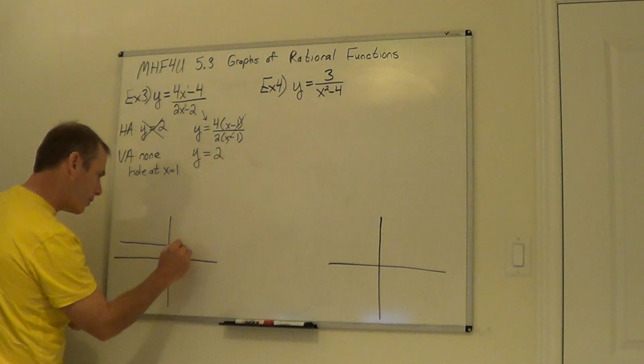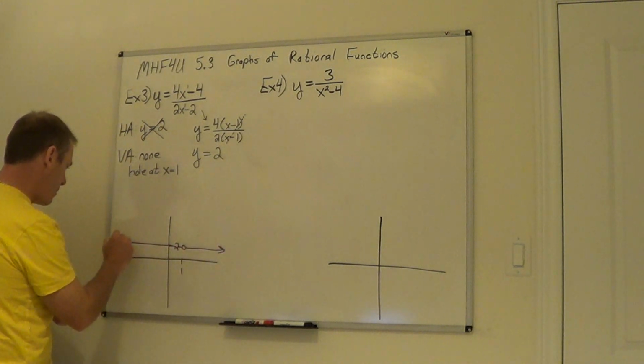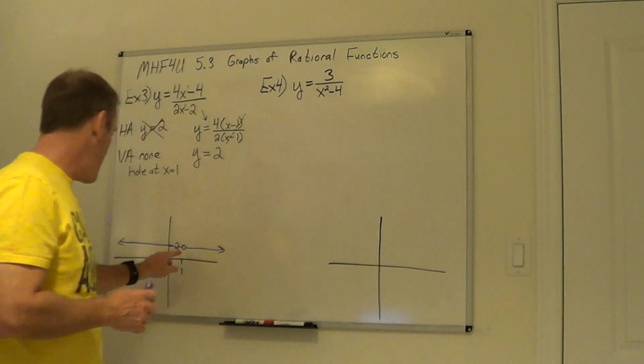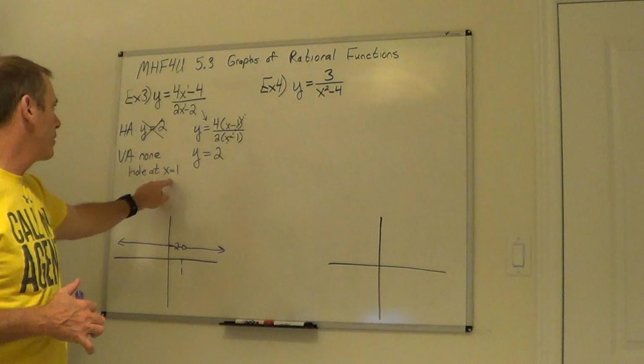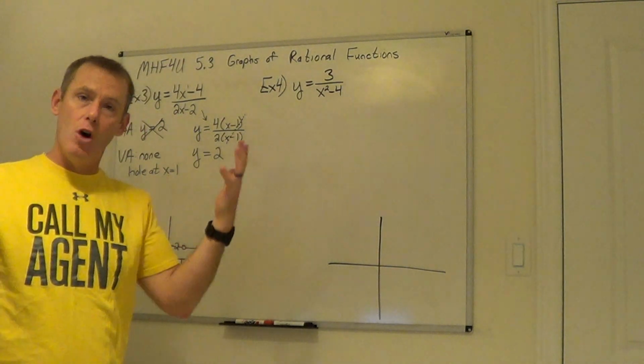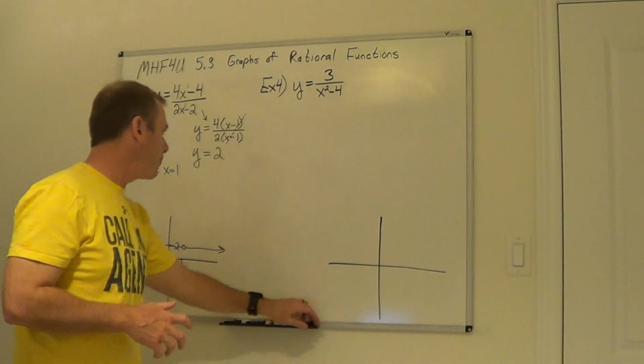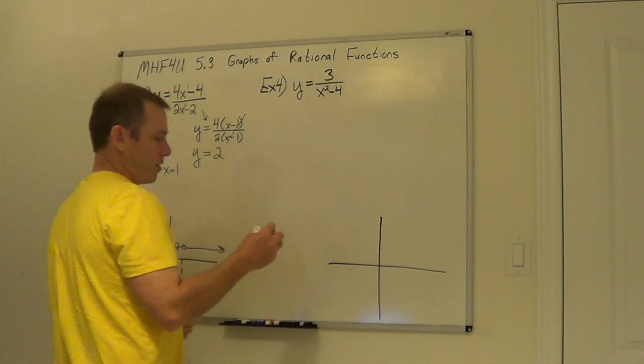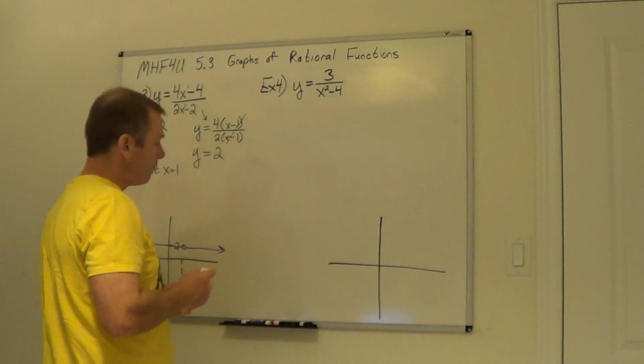Oh, should have put that 2 there. There we go. And so there's what our rational function looks like. It's just a horizontal line that happens to have a hole at x equals 1. So no limits involved there. A little bit different example. Again, I try to switch it up for everything. Show you everything possible.